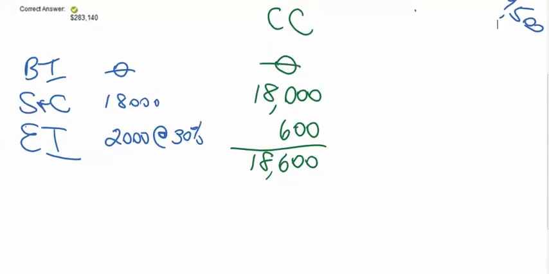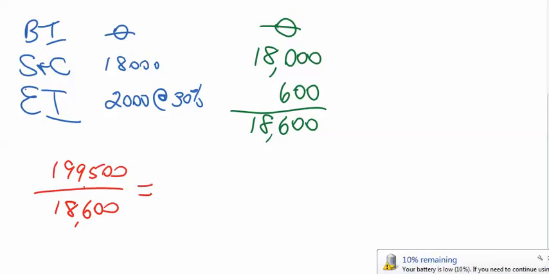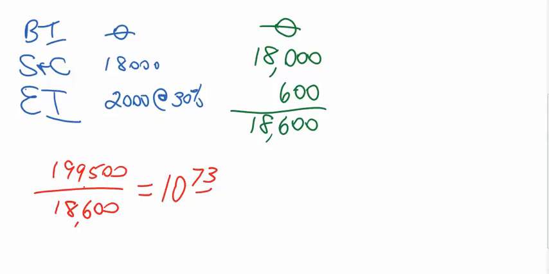If I calculate the conversion cost per unit, I'm going to set that up, and the conversion cost per unit is going to be the 199,500. I just took it from up there. And I'm going to divide this by the 18,600 equivalent units of conversion. That number is going to be $10.73. I'm concerned about the units that we completed. That's 18,000 units.